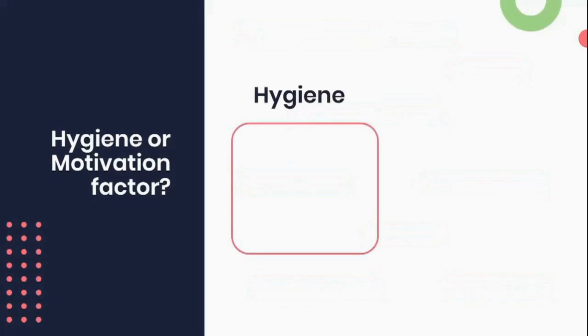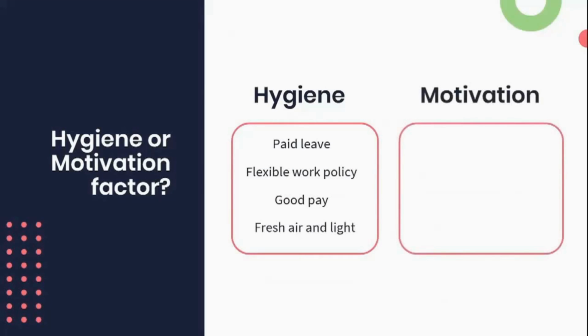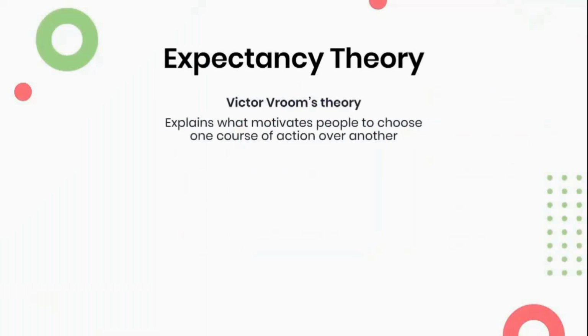Let's take a look. Under hygiene factors is paid leave, flexible work policy, good pay, and fresh air and light. These things are basic requirements. They must be in play. But if you really want to get somebody motivated, you need to give them some difficult goals to achieve in their job. You need to give them autonomy and control of their own work, and a challenge, as well as a sense of value.